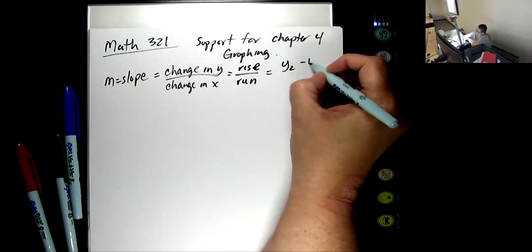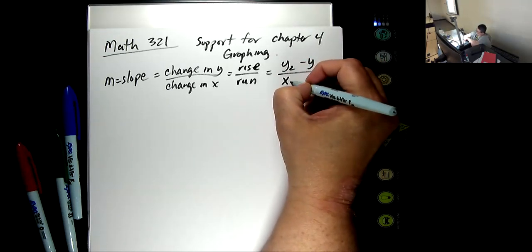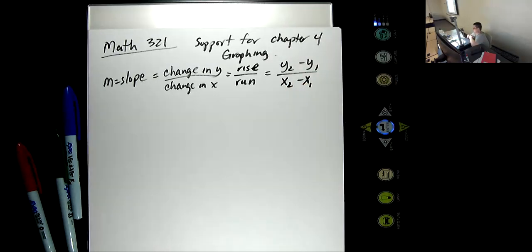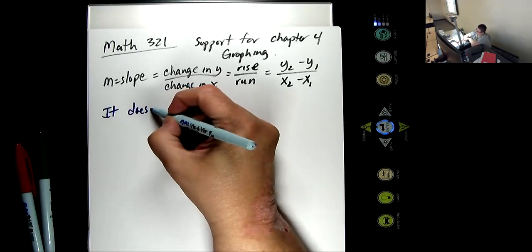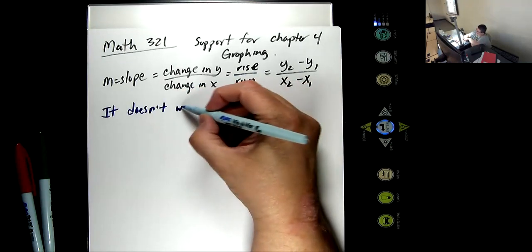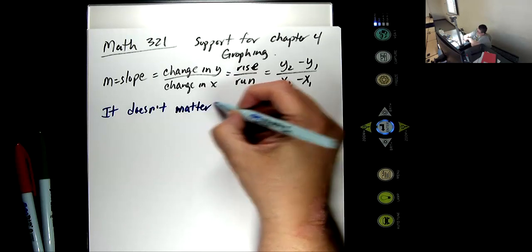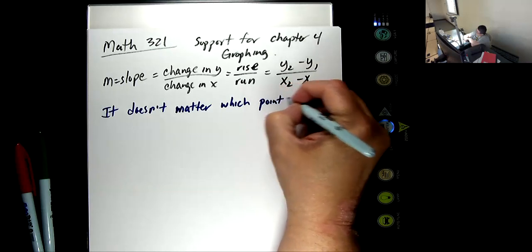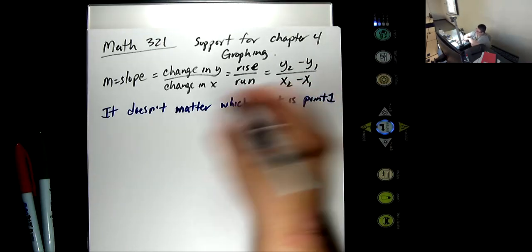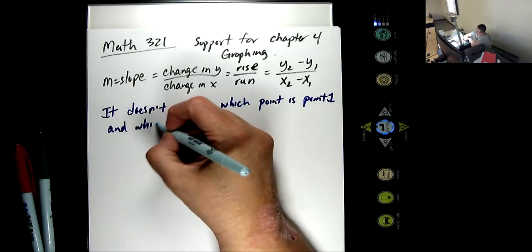And if you have 2 points, it's y2 minus y1 over x2 minus x1. And we showed last time it doesn't matter which 2 points or what order you do the points in. Doesn't matter which point you label as point 1 or 2, as long as you're consistent.